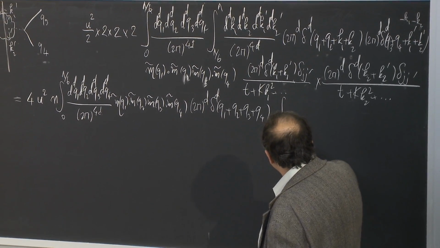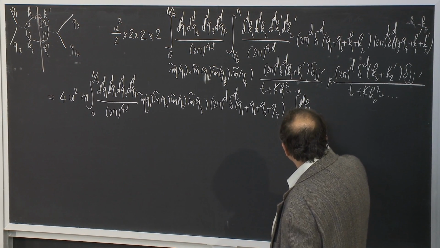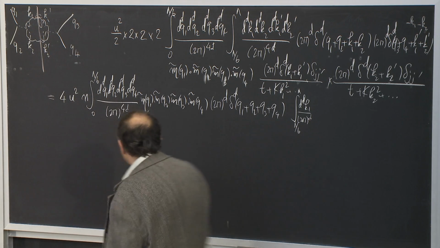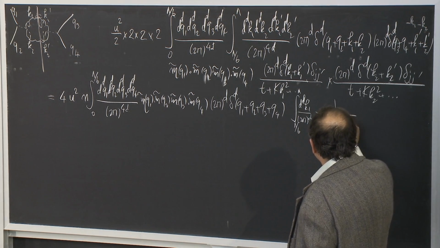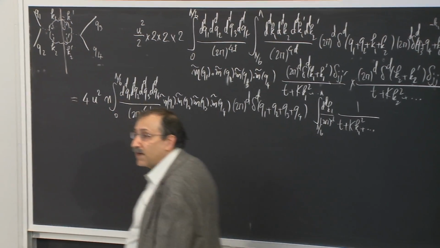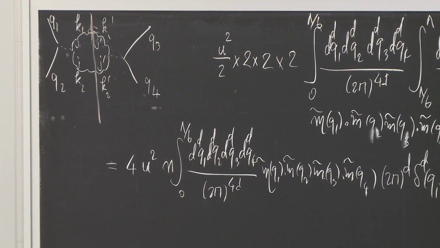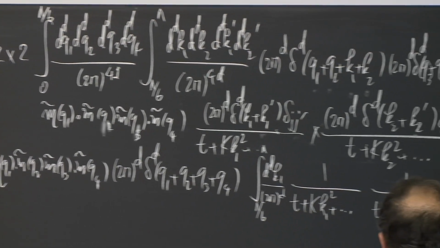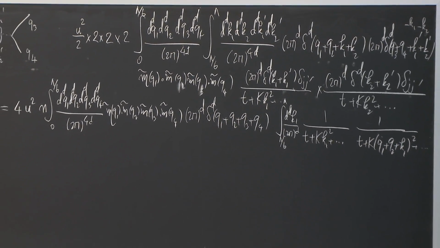So I have to do the integral lambda over b to lambda, dd k1, 2 pi to the d. So basically, there's k1 running across the upper line, gives me a factor of 1 over t plus k, k1 squared, and so forth. And then there is what is running along the bottom line, which is k2 squared. And k2 squared is the same thing as q1 plus q2 plus k1, the whole thing squared. Okay?